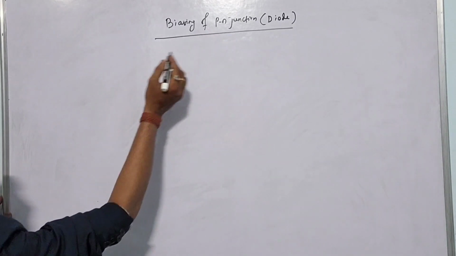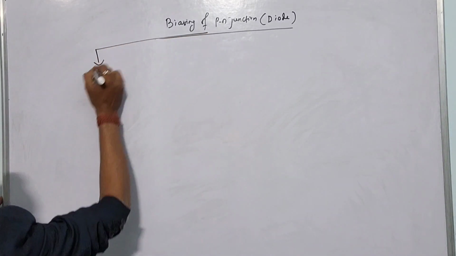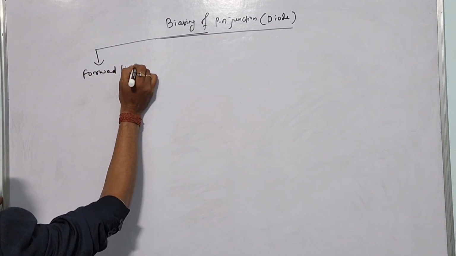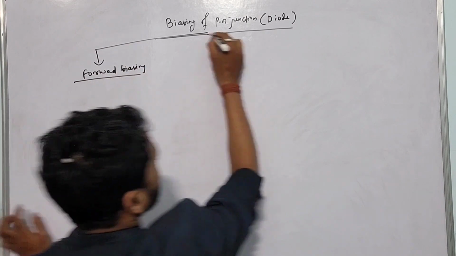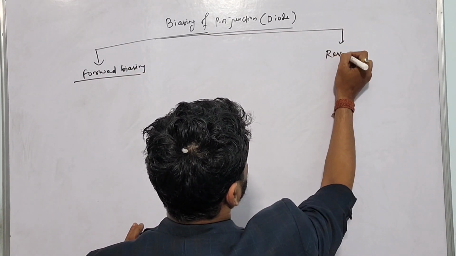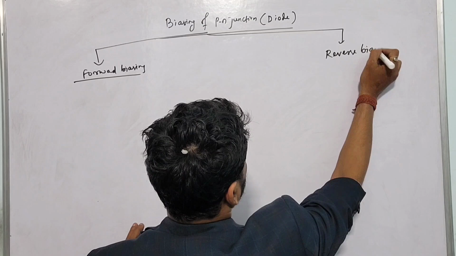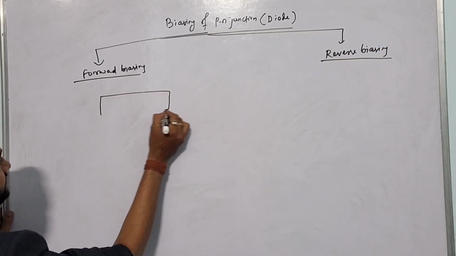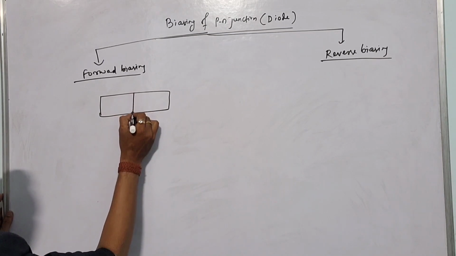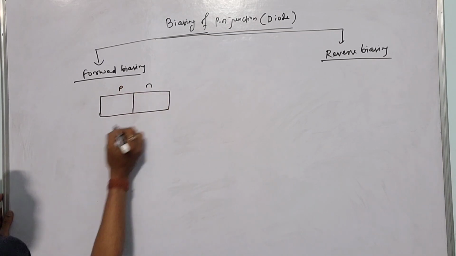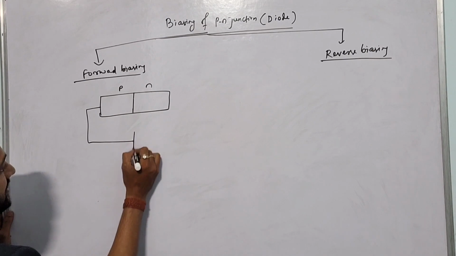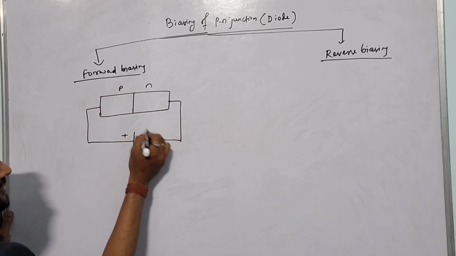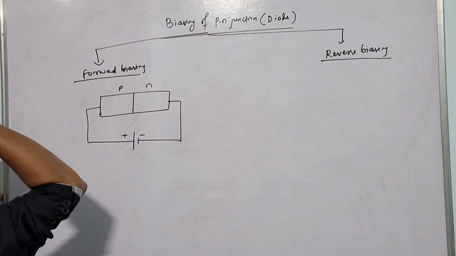So as I've told, biasing is of two types. One is forward biasing, second is reverse biasing. So in case of forward biasing, this is P, this is N, okay. So the positive terminal of the battery is connected to P and the negative terminal of the battery is connected to N.